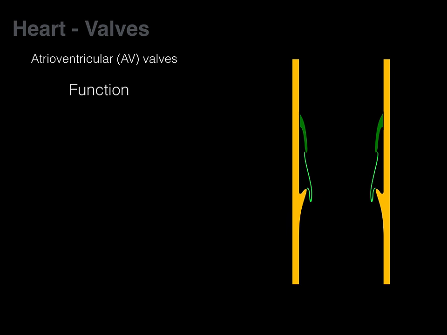So in this illustration, we're going to show the function where the atrium is above the AV valve, the ventricle is below the AV valve, and then there's an AV valve, there's the chordae tendineae, and there's the papillary muscles.